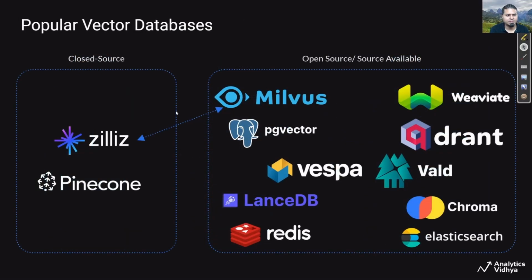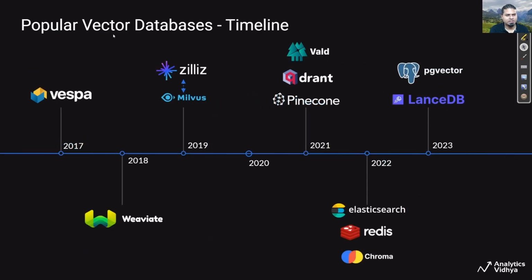Popular vector databases, so closed source include Zilliz and Pinecone. Milvus is the open source version of Zilliz, and all of these other databases. Popular ones include Weaviate, Qdrant, as well as Chroma. Elasticsearch has been there for quite a while, so all of these are open source and you can access them easily.